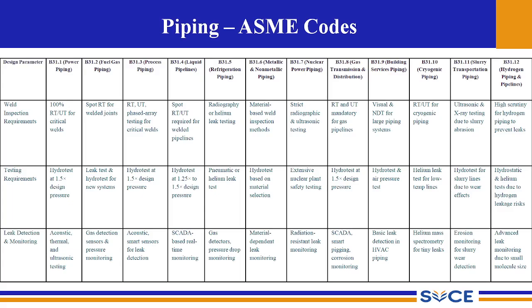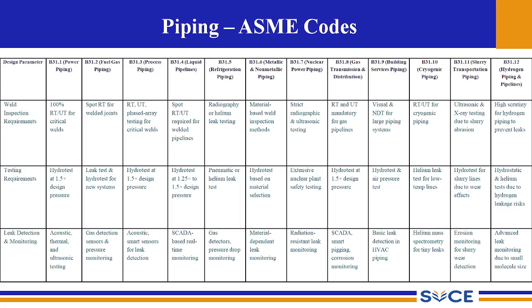In the case of slurry transportation piping, ultrasonic and X-ray testing are done due to slurry abrasion. The testing requirements are hydro test for slurry lines due to wear effects, and the leak detection and monitoring is done by erosion monitoring for slurry wear detection.